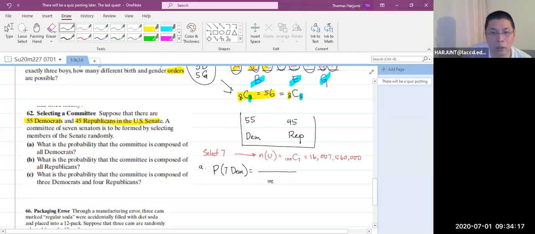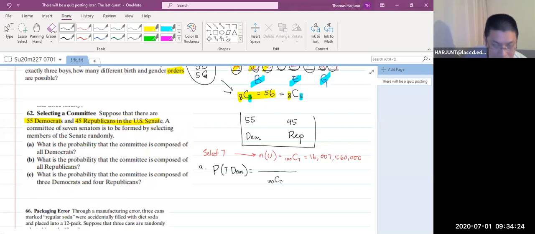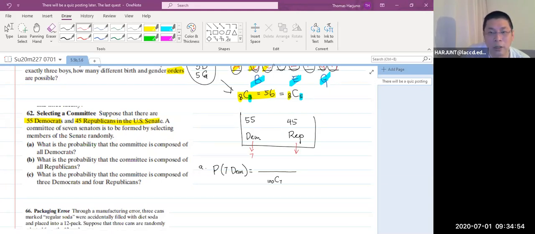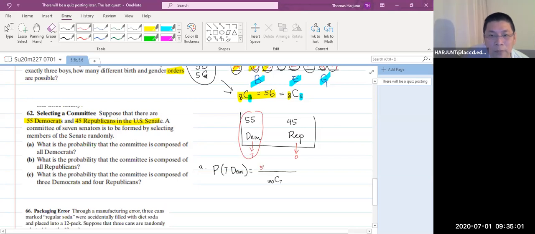Then the bottom will be 100 combination 7, right? That's the number of ways to get 7 people. Now, to get all 7 Democrats, how many Democrats should we get? If all of them are Democrats, then there will be 7 Democrats. How many Republicans? 0, that's right. Now, how many ways can you select 7 Democrats from 55? There'll be 55 combination 7 times 45 combination 0.